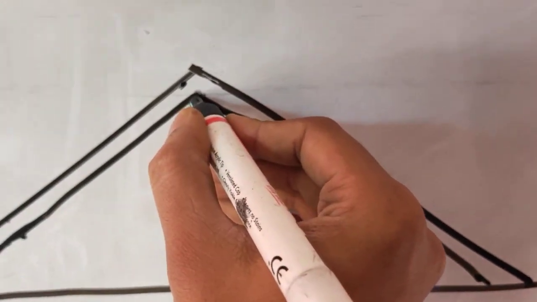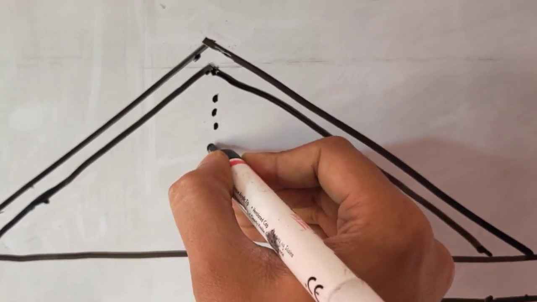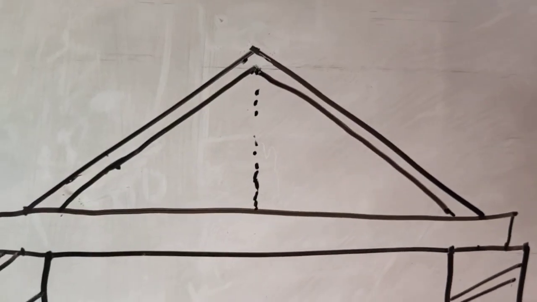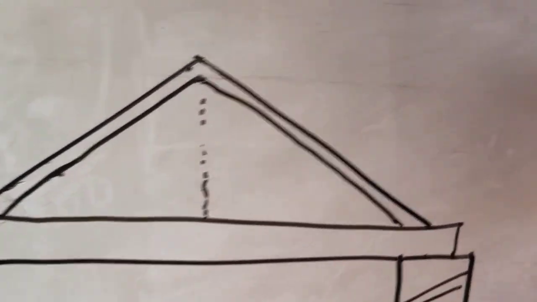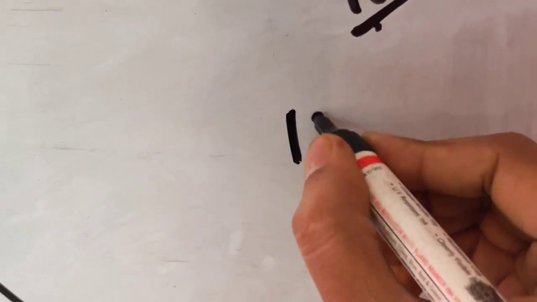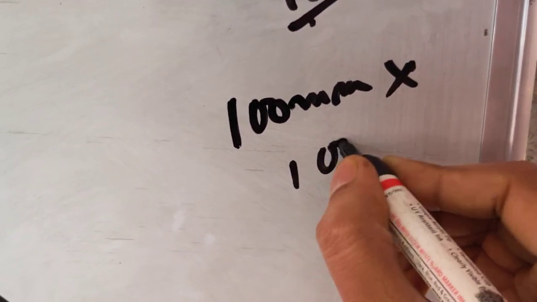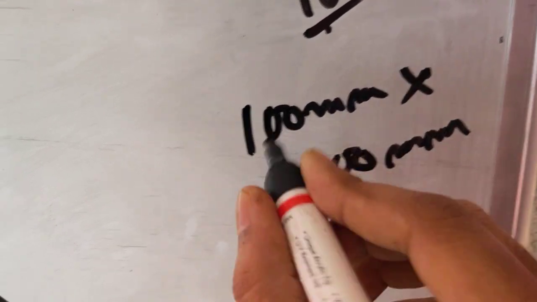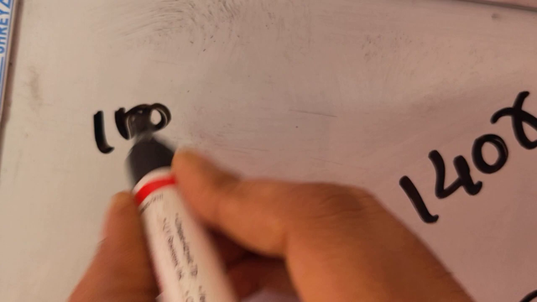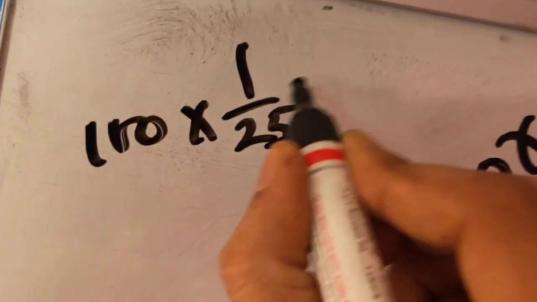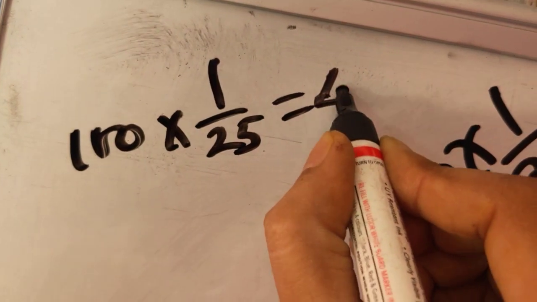Now you draw the center line with a dotted line, suppose, for the king post. And now what is the size of the king post? Size of the king post is nothing but, as you can see in the drawing, 100 mm by 100 mm. So there is no problem. Breadth and thickness both are same. So 100 mm is the actual size. What is our scale? 1:25. So this is 4 mm.